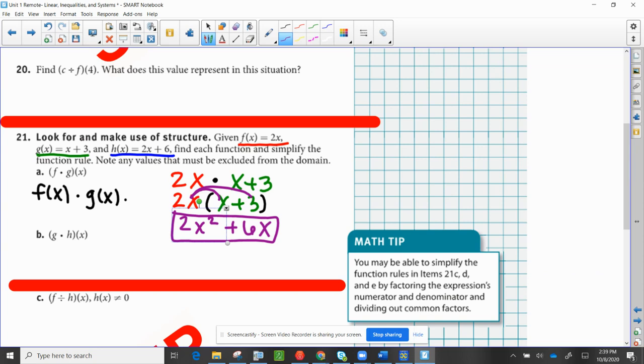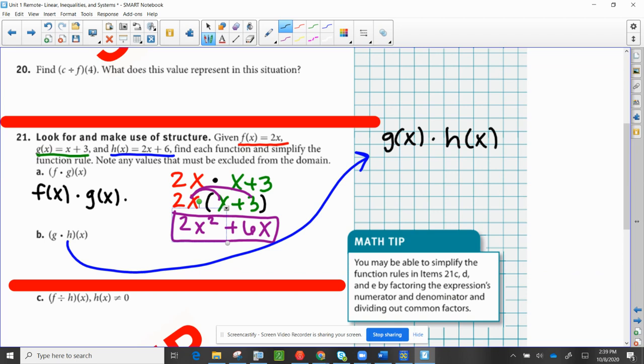This time we're going to take g of x and multiply it times h of x. I might do this problem over here, just give myself some more space. So we're going to do g of x times h of x. Again, the order is going to stay the same, whatever they wrote it in. So g of x is that function x plus 3. Put that in parentheses. And then h of x is our function 2x plus 6. So here's an example where I have a binomial times a binomial.